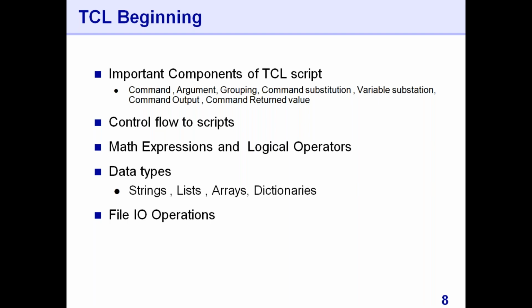Basically we know the control flow commands like if else, while, continue, break. You can use a lot of commands to control the flow of the script. And we also use math expressions. expr is a command which extensively does mathematical operations. I would like to cover the data types in Tcl, as well as file IO operations, like how to open the file, how to read the file, how to write the file. These are the important things I would like to cover in the Tcl beginning.